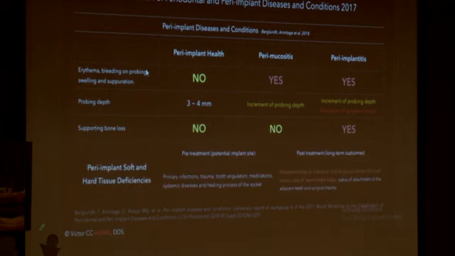The last section, peri-implant soft and hard tissue deficiencies, is about how you can end up with peri-implantitis, sometimes because of malpositioning of the implant, lack of buccal bone, thin soft tissue, thin biotype, lack of keratinized tissue, and also loss of attachment of the implant.